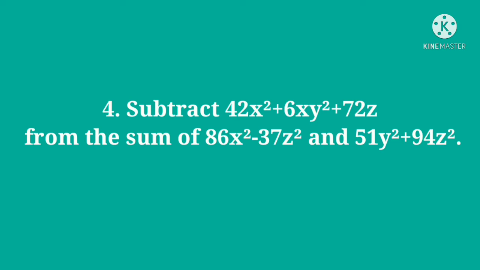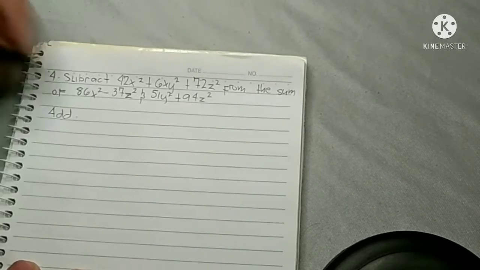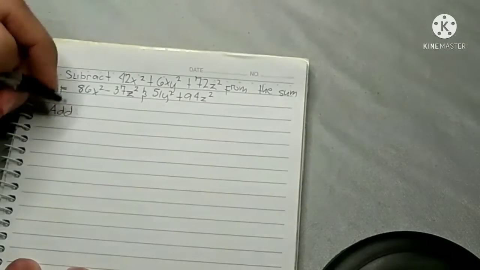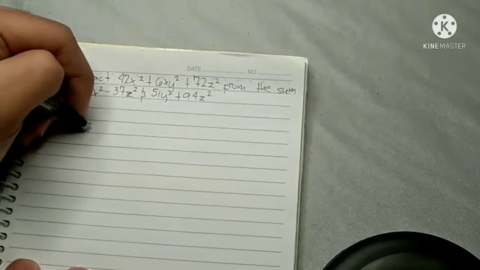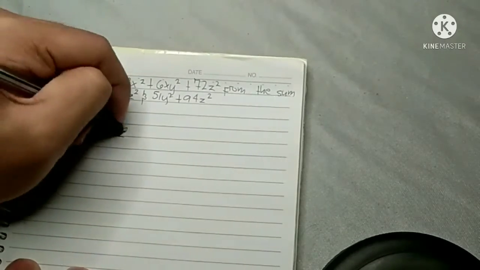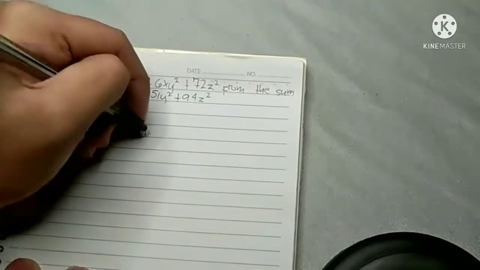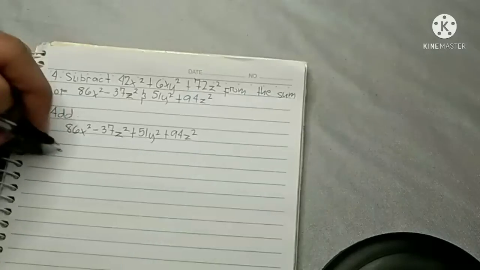So for number 4, we are asked to subtract 42x squared plus 6xy squared plus 42z from the sum of 86x squared minus 37z squared and 51y squared plus 94z squared. So first, what we're going to do here is we need to add the 86x squared minus 37z squared plus 51y squared plus 94z squared.